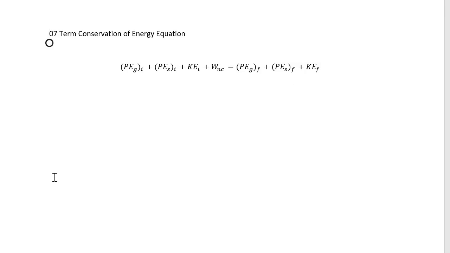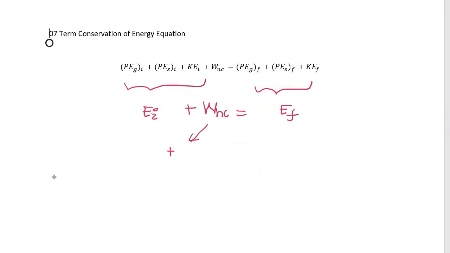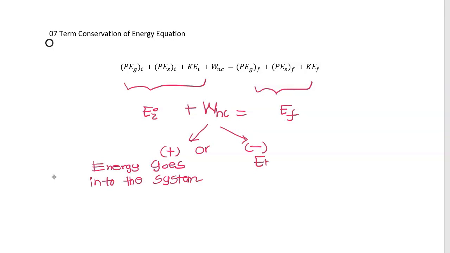Okay, so now let's move on to the seventh term, conservation of energy equation. So all the energy in the universe is constant. So we say that energy is neither created nor destroyed. So you can see I subscript I represents that this is the initial energy of the system, and F represents that is the final energy of the system, and W and C is the work non-conservative. So energy can go into the system or energy can go outside of the system. So in order to account for that, we use the work non-conservative in this seventh term, conservation of energy equation. So whatever the energy you had initially, EI plus work non-conservative would be equal to final energy of the system.